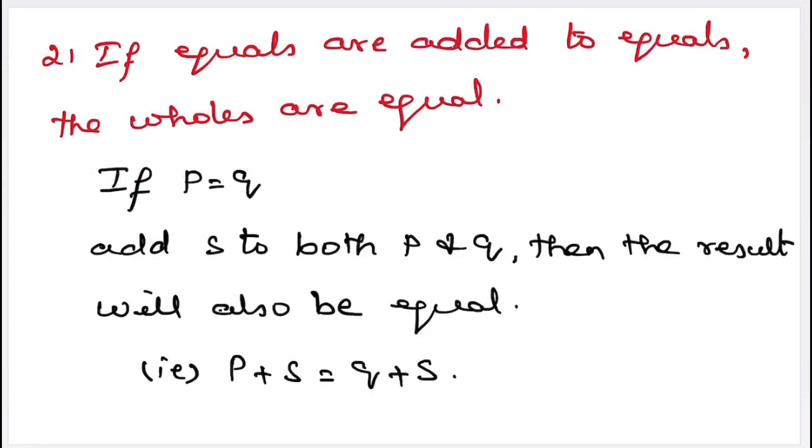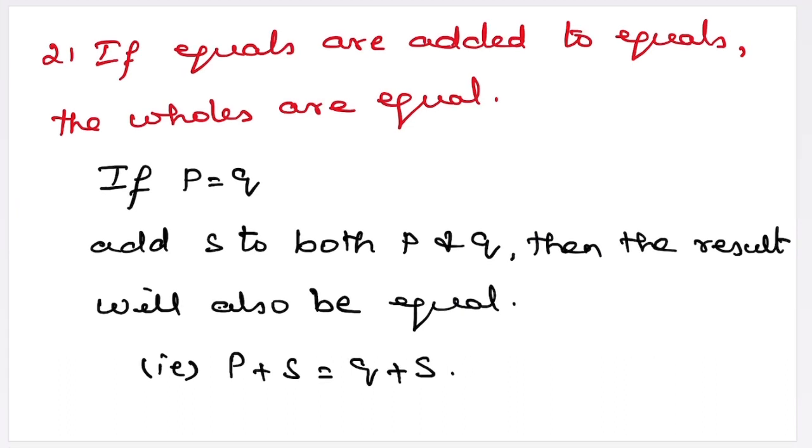Next second one, if equals are added to equals, the wholes are equal. Here P is equal to Q are equals. Then add S to both P and Q, then the result will also be equal. That is P plus S is equal to Q plus S.